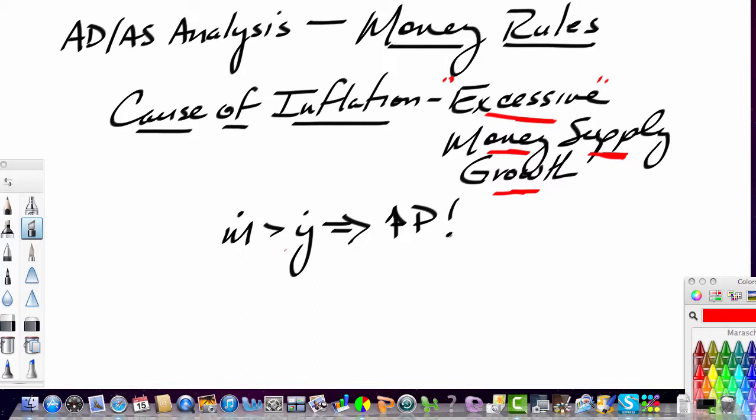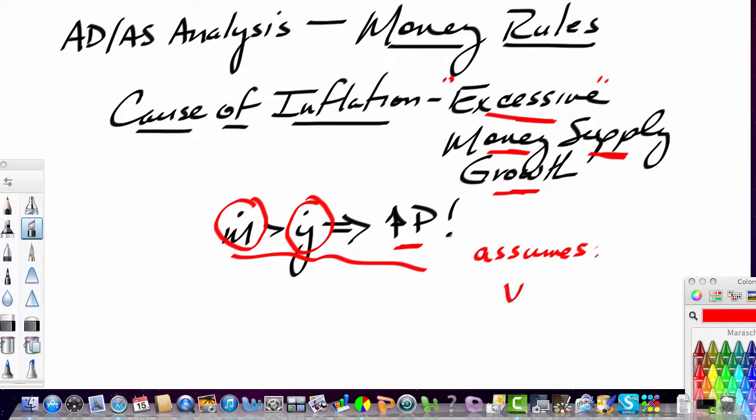Well, we quantified it using the quantity theory of money, and we came to this conclusion that if the percentage change in the money supply is greater than the percentage change in real GDP, then there'll be an increase in the level of prices. Of course, it's very important to remember, this assumes that the velocity of money is constant. Its percentage change is near zero.